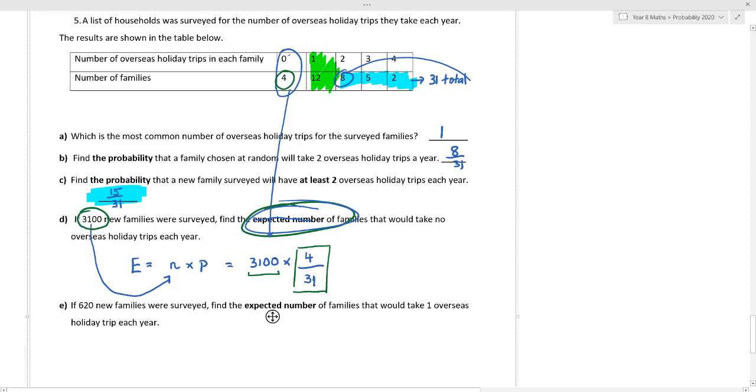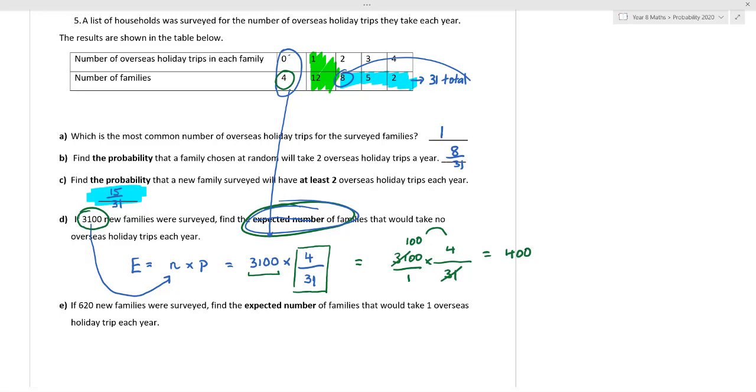Now, as I've said before, let's look at this. Let's cross multiply, simplify, like so. I could say, well, 31 goes into 3,100, so I could cancel that out. It goes in 100 times, doesn't it? Okay, so that is 100 there. If I then multiply across, 100 times 4 is 400. So we would expect 400 out of 3,100 to take no overseas holiday each year.